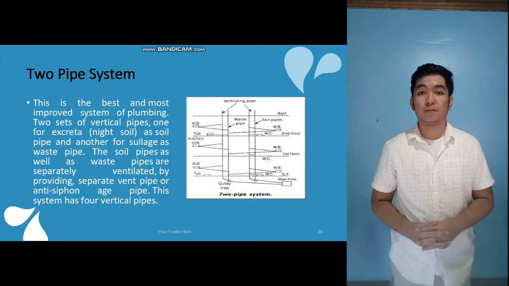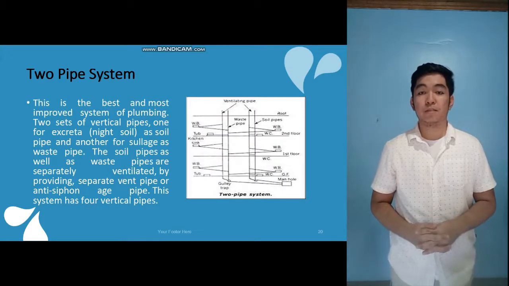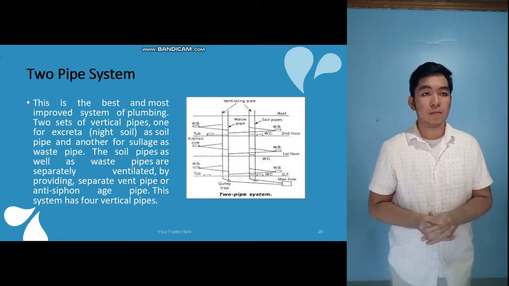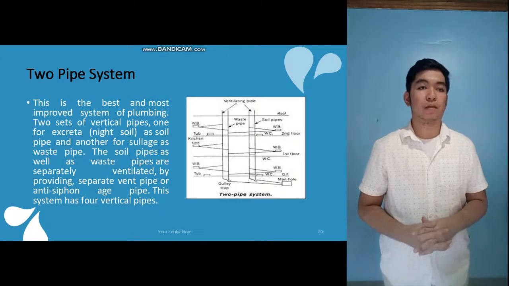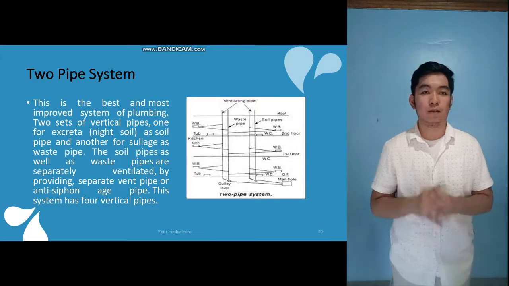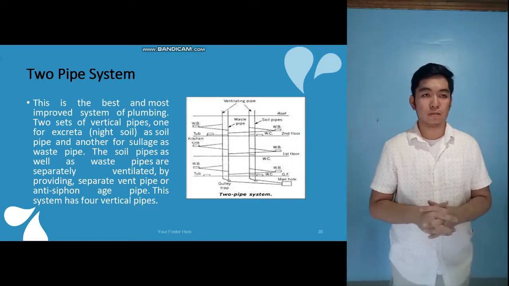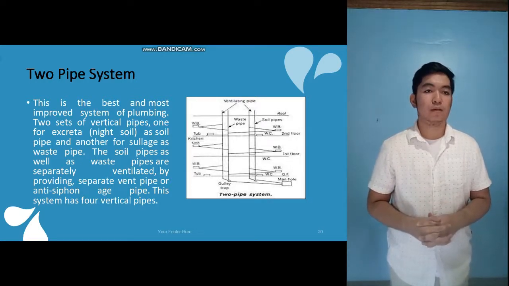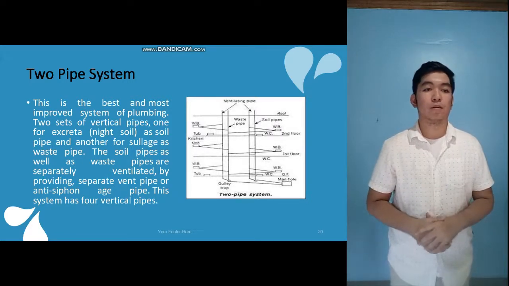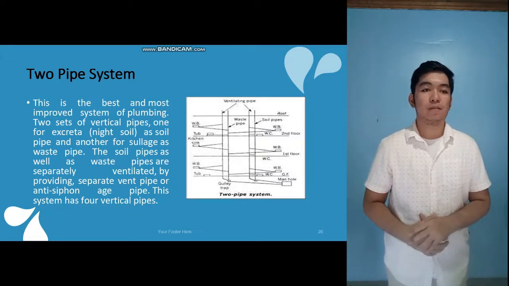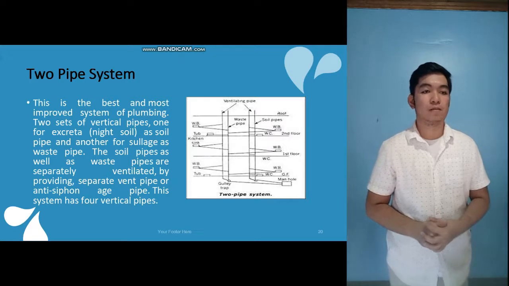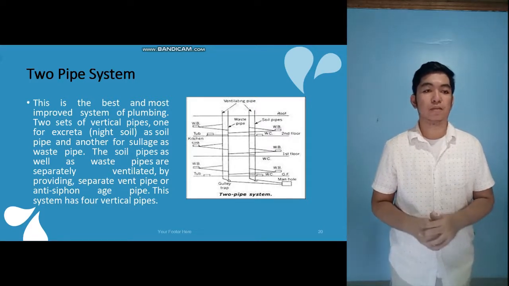So the first type of drainage pipe system is the two-pipe system. The two-pipe system is the best and most improved system of plumbing. Two sets of vertical pipes, one for excreta or night soil, as soil pipe, and the other for sewage as waste pipe. The soil pipe as well as the waste pipe are separately ventilated by providing a separate vent pipe or anti-siphon pipe. This system has 4 vertical pipes.